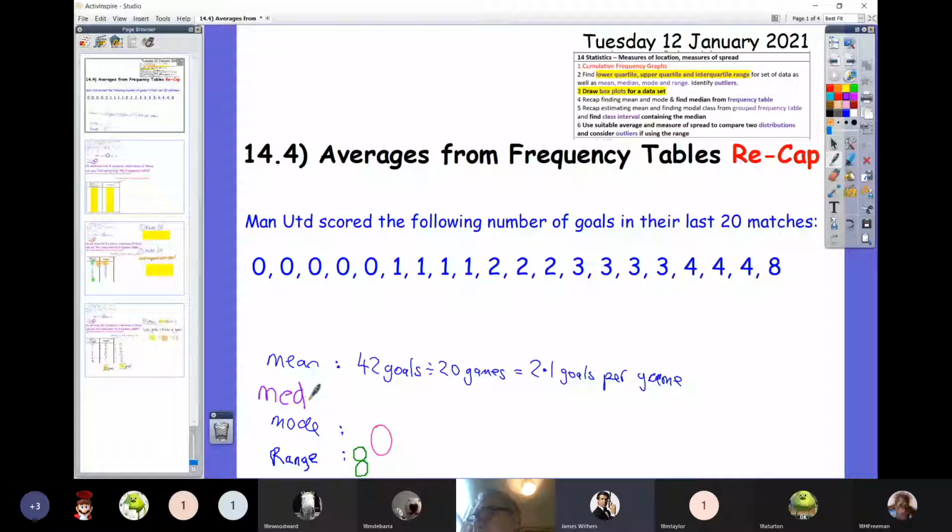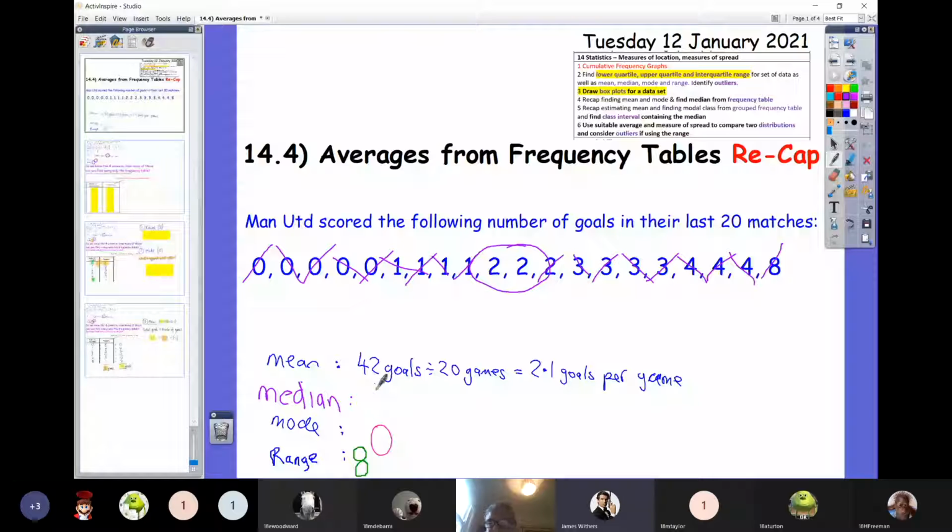So the median means the middle one. Okay, so there it comes. It's coming through now. So we need to work out the middle goal scored. So I'm going to take off the end ones, then take off the next one, then the next one, then the next one, then the next one. I'm just working my way into the middle. And you will see that we've got 2 numbers in the middle. They're both the same number, so that's the number we would take. If they were different, you would just take the midpoint between those 2 numbers. So the median number of goals scored was 2. So we know the answers are 2.1, 2, 0, and 8.